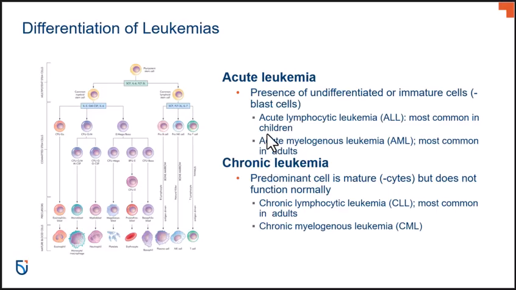Now you do need to be aware that ALL, acute lymphocytic leukemia, is the most common form of leukemia in children, whereas acute myelogenous leukemia and chronic lymphocytic leukemia are the most common in adults. You may recall as well from our genetics lecture when I spoke about Philadelphia chromosome with translocation that it can cause somebody to develop chronic myelogenous leukemia.